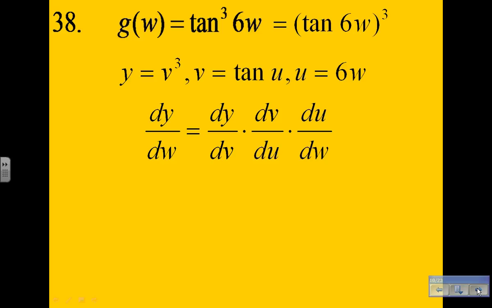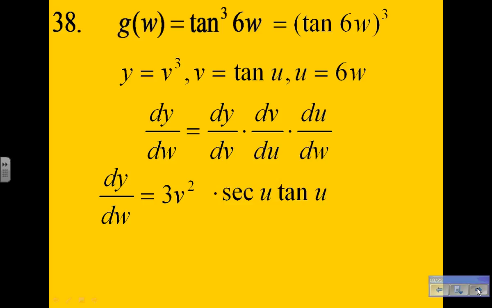When you're on a test or doing a problem, I don't think you're going to think of it as dy, dv, dv, du, du, dw. Some people do. I think you're going to think of it as, what's the derivative of a cube function? 3 something squared. What's the derivative of tangent? Secant squared. And what's the derivative of 6w? 6. And then you fill in the missing parts as you go. So the derivative of something cubed is 3v squared. The derivative of tangent is secant squared.